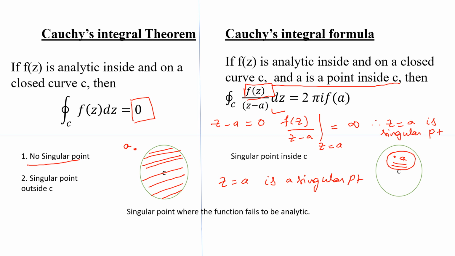If there are no singular points or a singular point is lying outside the closed curve C, then we use Cauchy's integral theorem, where if you apply it, the complete integration value is 0. If you apply Cauchy's integral formula, it is 2 pi i multiplied by the numerator where z is replaced by a. It is the answer for the integration. I hope you understood.